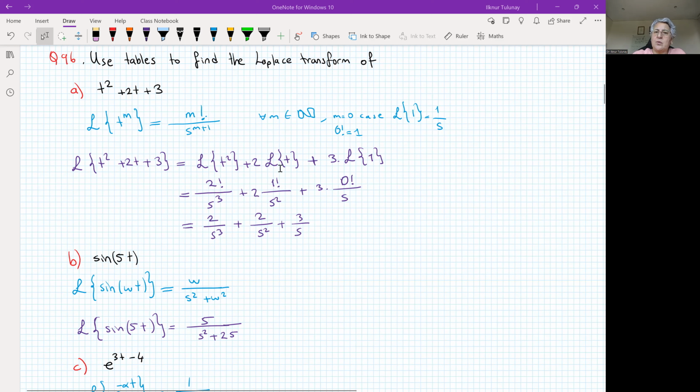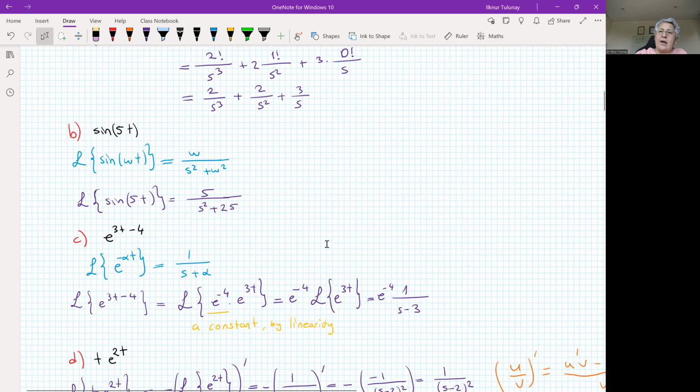That is 2 times the Laplace transform of t, that will be m equal to 1. 1 factorial is 1, right? 1 factorial divided by s squared. That is 3 times the Laplace transform of 1, as I explained, it will be 1 over s. 0 factorial over s is just 1 over s. So 2 factorial is 2, 1 factorial is 1, so we have 2 over s cubed plus 2 over s squared plus 3 over s. It's very clear, I suppose.